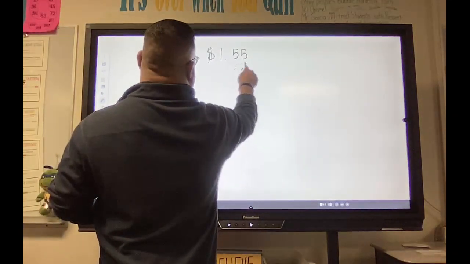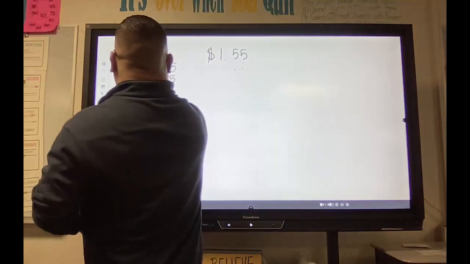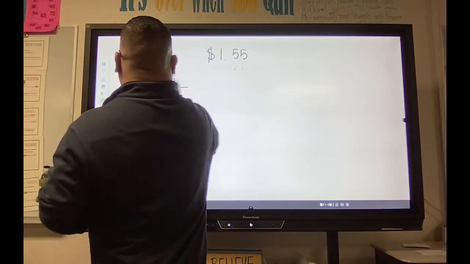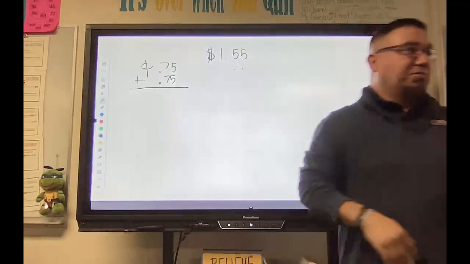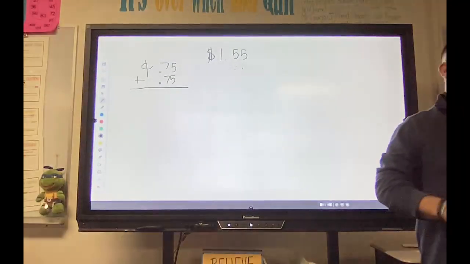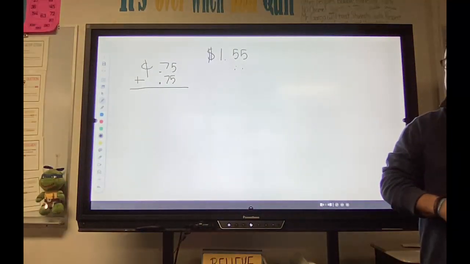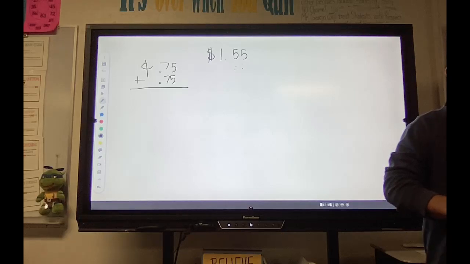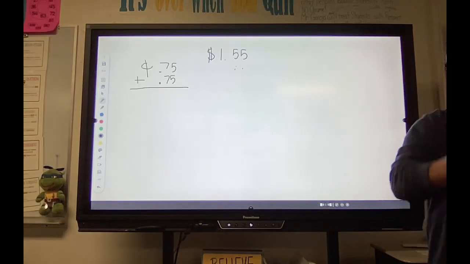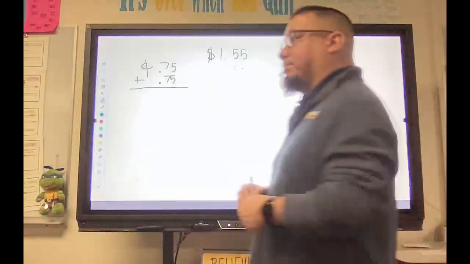Okay. I'm just going to add them right here. And remember, you have to line up the decimals. When you are adding, you have to line up decimals. When you are subtracting, you have to line up decimals. The decimals have to be in order. They're like the commas. Kadesha, focus.